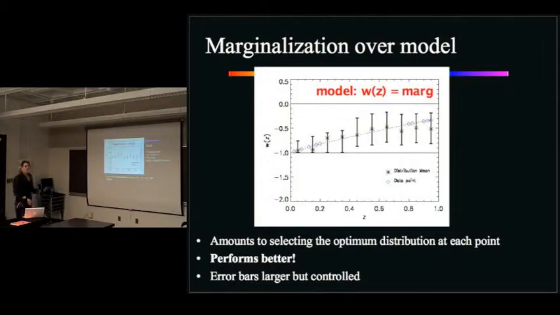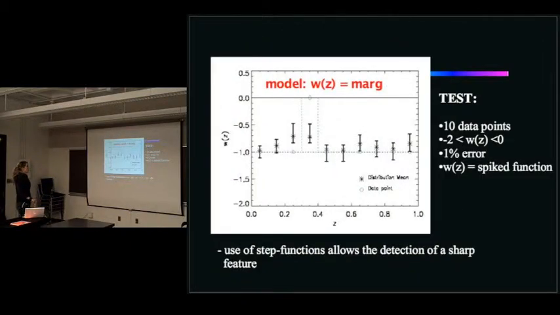And we looked at, will we pick up sharp features? The reason that we decided to use the step functions is that provided the binning is fine enough, you should be able to detect sharp features in the equation of state. And we found for this case that we do detect something. We don't reconstruct it very well, but we do detect something.